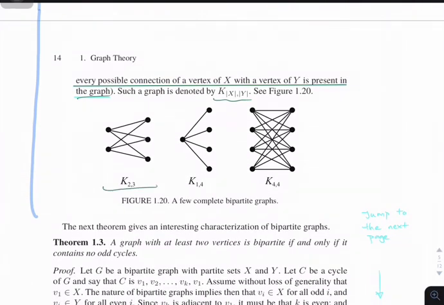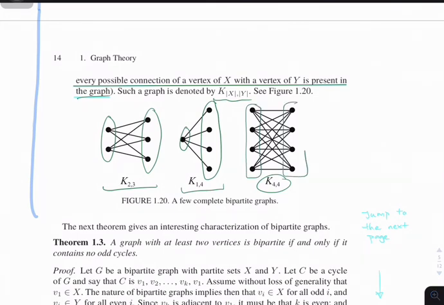Right, so this is the complete bipartite graph K2,3. So this would be one set and this is the other set. This would be a complete bipartite K1,4. Here's one set and the other set. And this is the complete bipartite graph K4,4, where the partite sets each have cardinality 4.